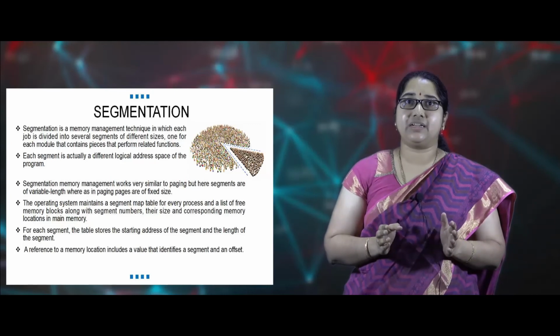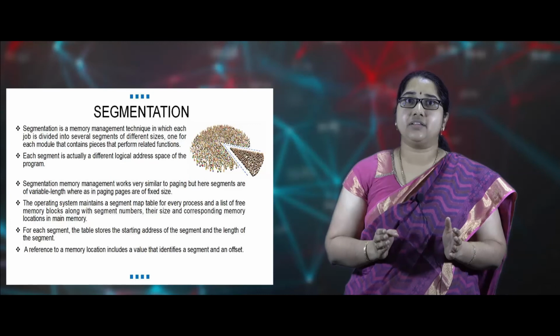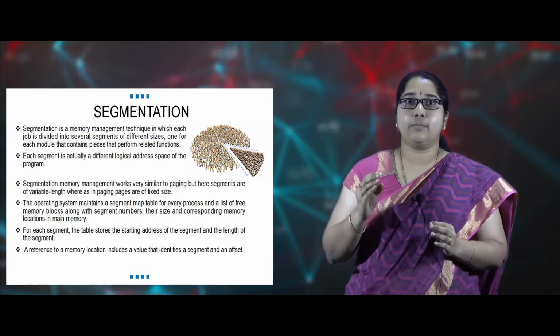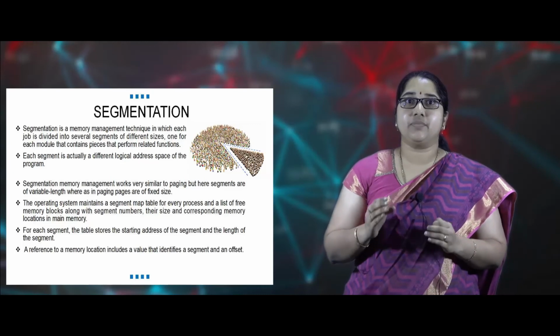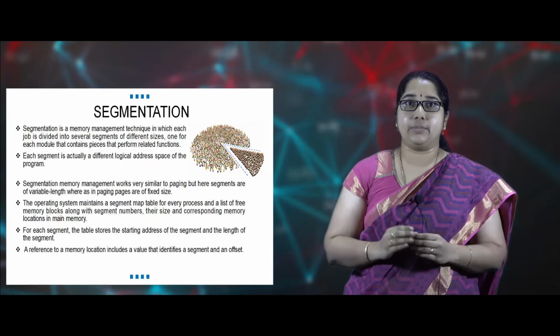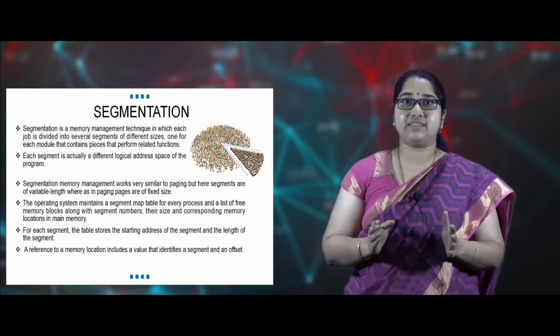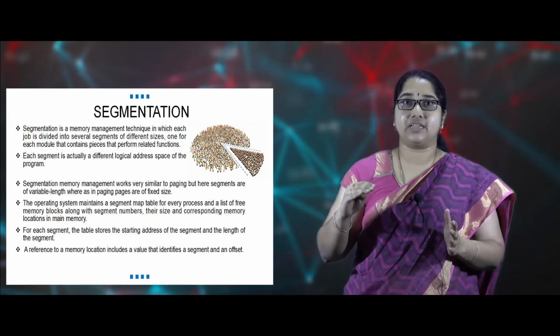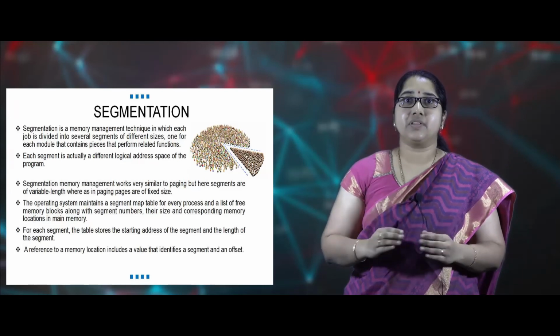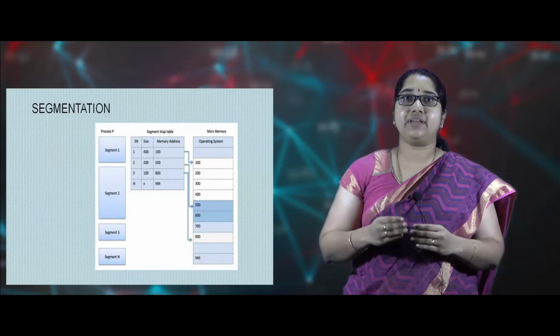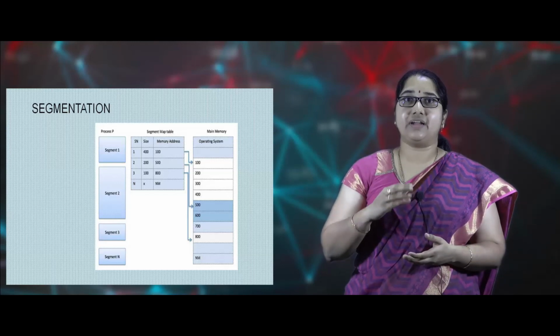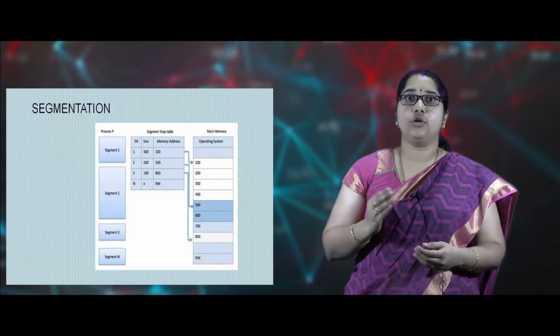The operating system contains a segment map table for each process, which has the memory locations which are free as well as the segment numbers, the size of the segment, and its location in the main memory. The table for each segment will have the first address of the segment as well as its corresponding size. The reference to the main memory location will have an identification value for the segment as well as an offset value. Here we can see the diagram in which a process is divided into various segments, and these segments are mapped using the segment map table to the main memory.